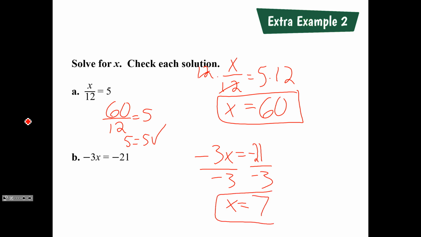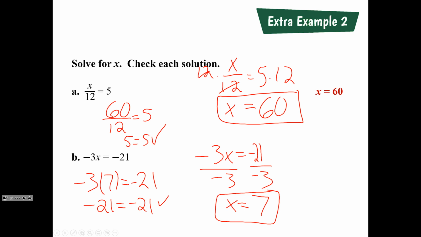Now, are we done? No, because it told us to check the solution. So what we do, we plug in our 7 for x. When we do that, we have negative 3x, which is negative 3 times 7. We get negative 21 because a negative times a positive is a negative, right? And 3 times 7 is 21. So we know that our solution is correct. So now we know we're good to go.